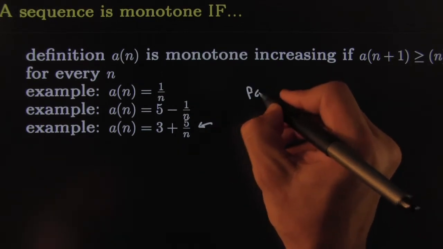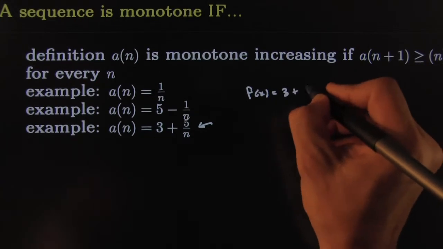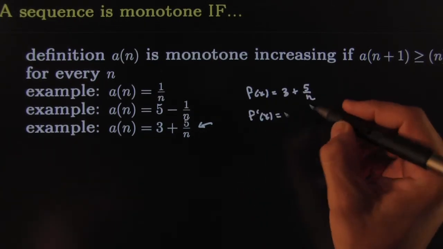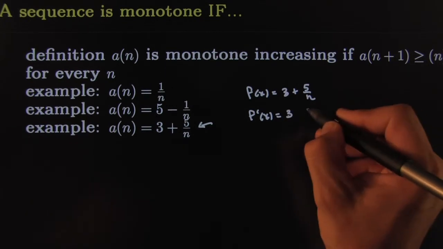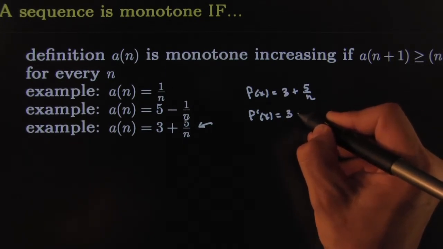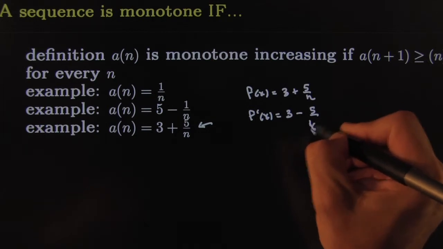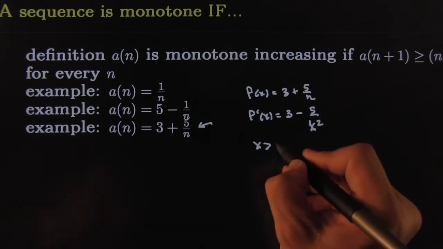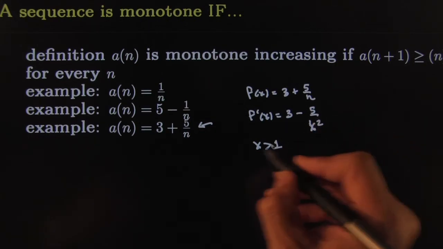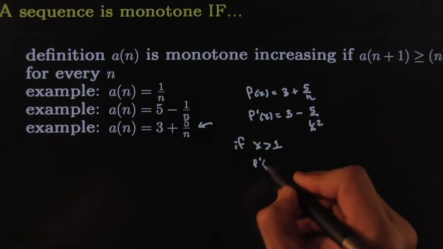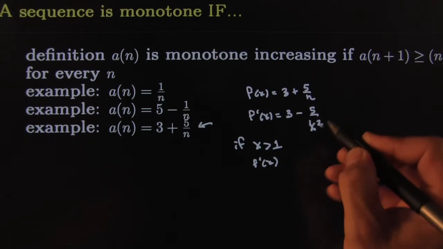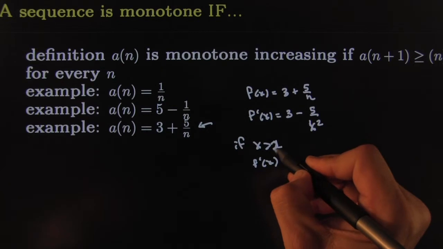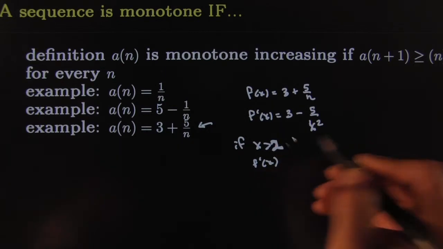Suppose you have f of x, which is equal to 3 plus 5 over x, right? f prime of x would be equal to 3 minus 5 over x squared. Now for x larger than 1, of course, if x is larger than 1, then f prime of x is, well, sorry, if x is larger than 2. If x is larger than 2, what happens?